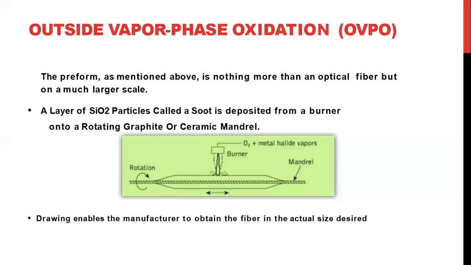Why is lowering the hydroxyl content important? In our first module, while discussing attenuation, we had discussed the issue which is caused by hydroxyl ions. So in order to reduce these hydroxyl ions, we are using a drying gas.